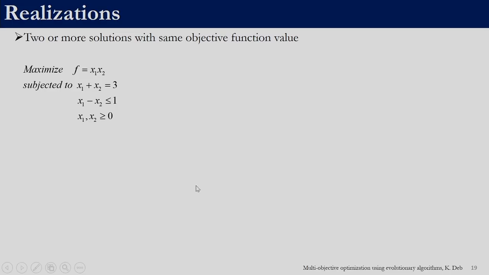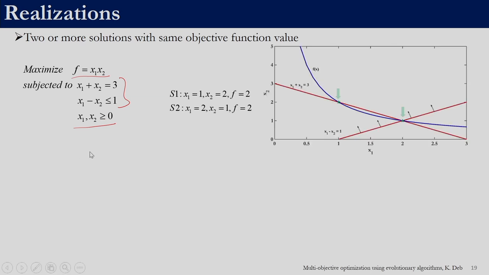So for example, if we have this problem, maximize f equal to x1 x2, subject to these two constraints, x1 plus x2 should be equal to 3 and x1 minus x2 should be less than or equal to 1, and bounded by the constraint that x1 and x2 should be greater than or equal to 0. So if we plot that, this is the line x1 plus x2 equal to 3, right? And this is the line x1 minus x2 equal to 1, right?